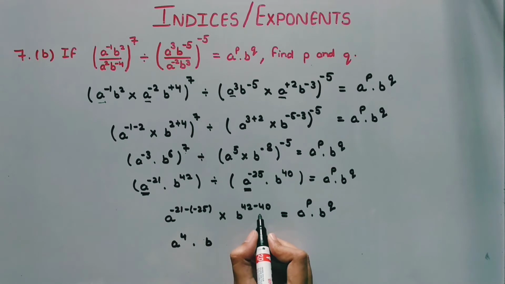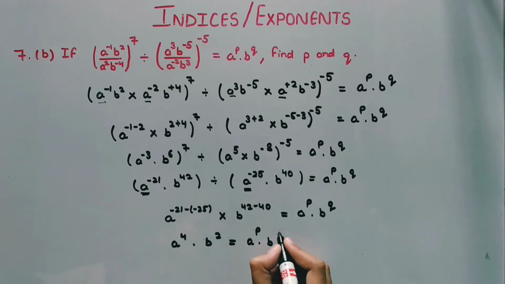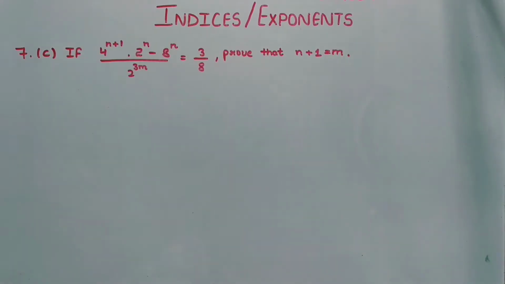this will become, hence power will be 4, b raised to power 42 minus 40, b raised to power 2, that is equal to a raised to power p into b raised to power q. Now coefficients are similar, this means powers must be equal, hence p is equal to 4. Here the two coefficients are similar, hence powers must be equal, hence q is equal to 2. We have completed part C of the 7th question.